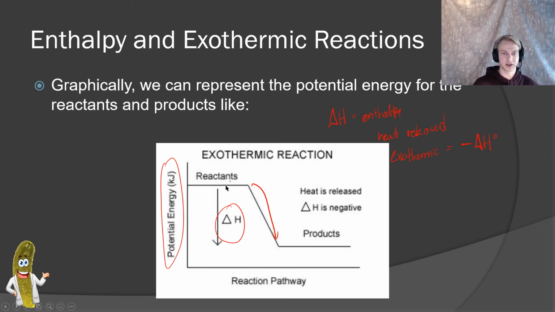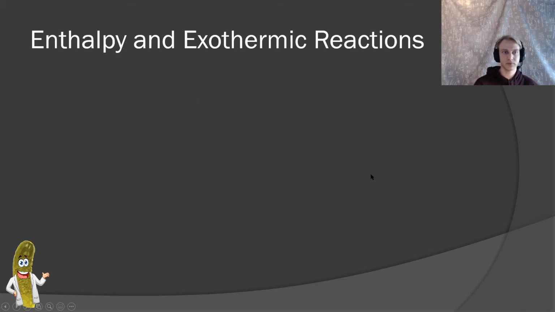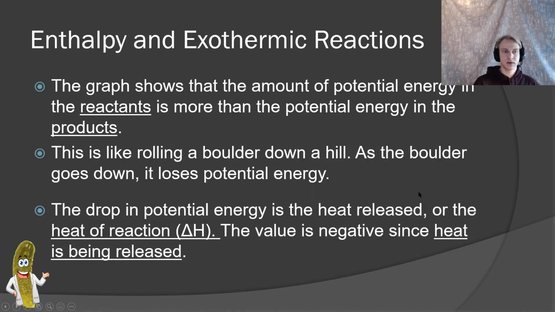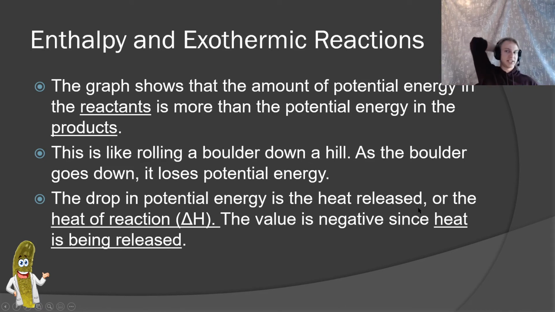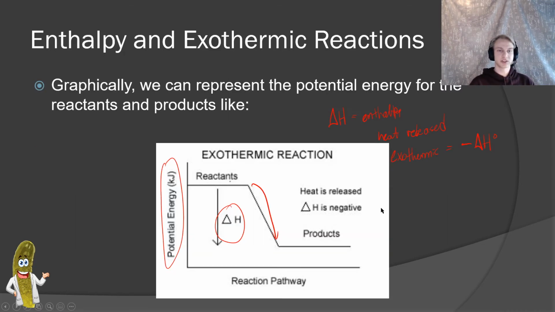Again, you can see the reactants turning into the products over the course of time. This graph shows that the amount of potential energy in the reactants is more than the potential energy in the products. Again, that's why it's an exothermic reaction. This is like rolling a boulder down a hill. As the boulder goes down, it loses potential energy. Exothermic reactions tend to be a lot more spontaneous, meaning they can happen randomly, than endothermic reactions.